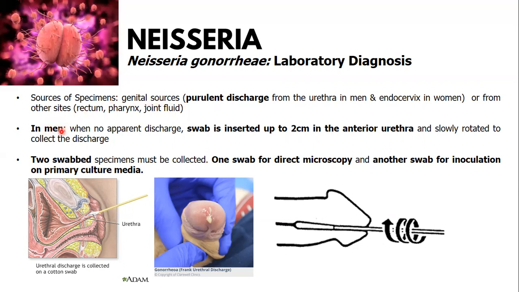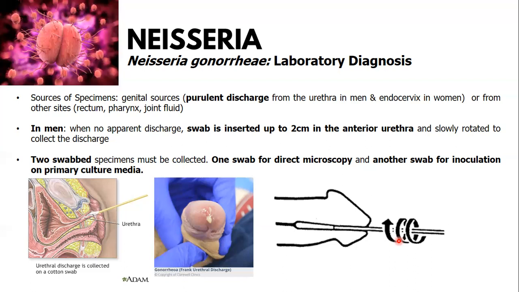In men, when there is no apparent discharge or if discharges are not visible, the swab is inserted up to 2 centimeters in the anterior urethra and slowly rotated to collect the discharge. So I bet this is really painful. And take note that in specimen collection for Neisseria gonorrhoeae using swabs, 2 swabs must be collected. One swab is dedicated for collecting specimens to be subjected for direct microscopy, and another swab is dedicated for collecting specimens for inoculation on primary culture media.